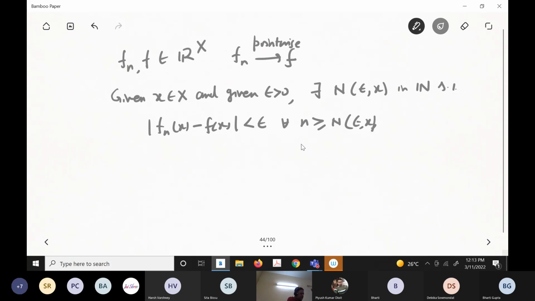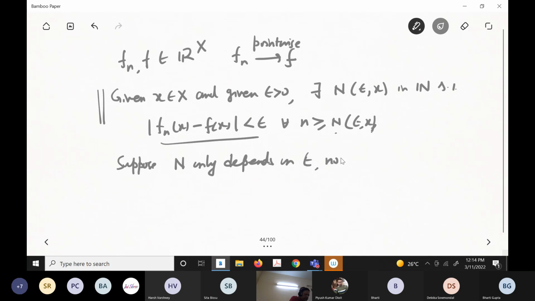So if this happens for each x, given x, then it is called pointwise convergence. But this n depends on epsilon as well as x. Suppose it is possible that this n only depends on epsilon, not on x. What will I get?